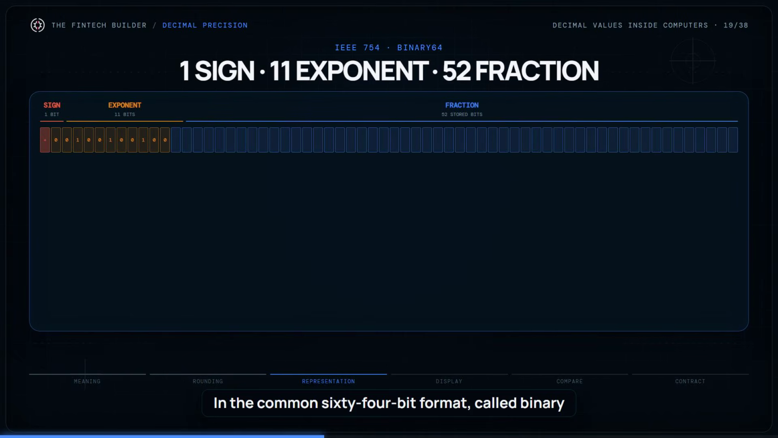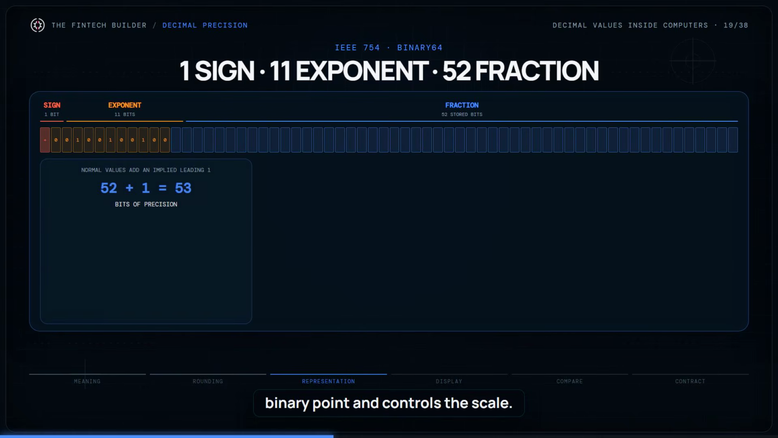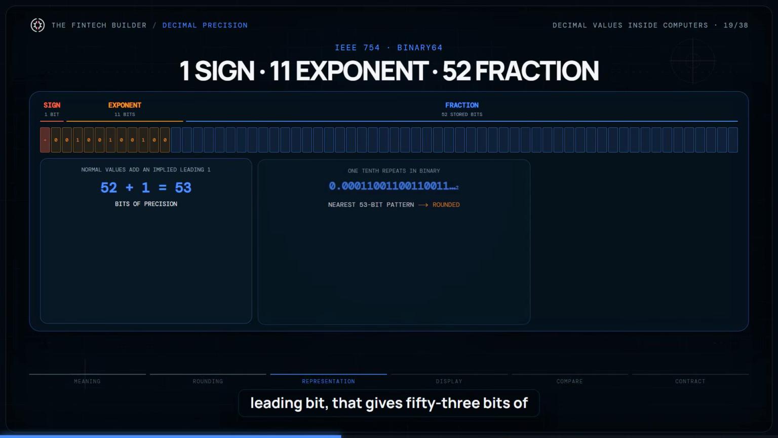In the common 64-bit format, called binary 64 or double precision, 1 bit stores the sign, positive or negative. 11 bits store the exponent, which moves the binary point and controls the scale. 52 stored fraction bits describe the significant digits. With the normally implied leading bit, that gives 53 bits of precision. Values such as 1 tenth are rounded to the nearest available 53-bit pattern.